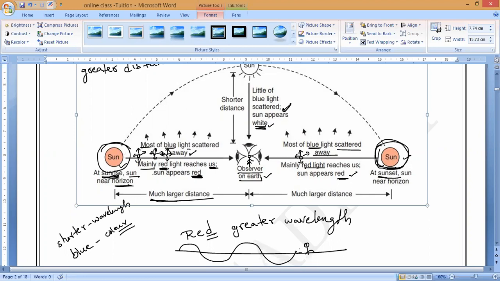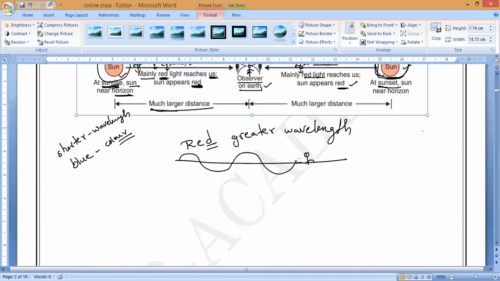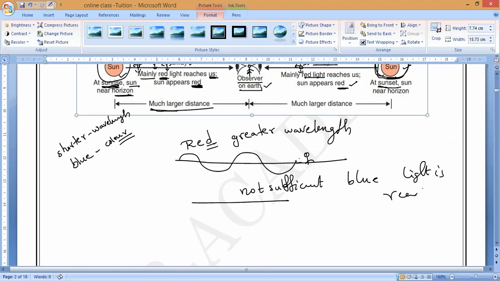Do you understand? Okay. So now, if you observe here, at sunrise and sunset, the sun itself as well as the surrounding sky appears red because of what phenomenon? The scattering of light. Sir, what is the reason behind the red color? You may have asked me. So, most of the blue light is scattering away, so not sufficient blue light is reaching our eyes.